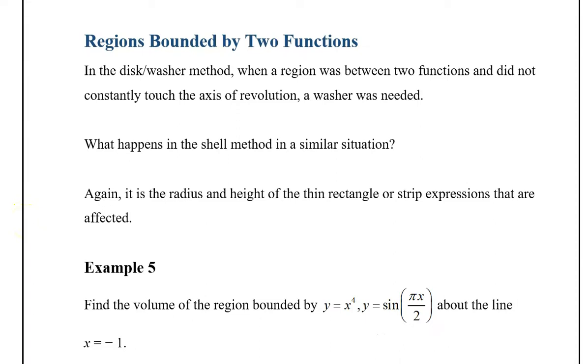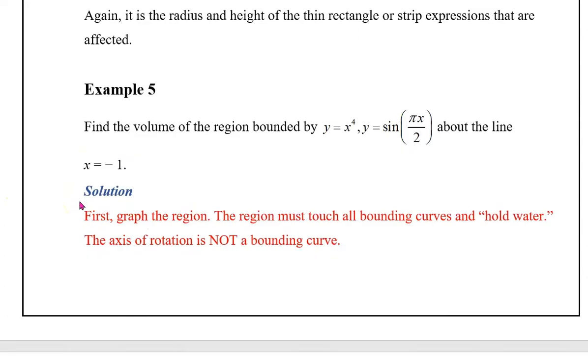Now let's take a look at regions bounded by two functions. In the disk washer method, when a region was between two functions and did not constantly touch the axis of revolution, we needed a washer. What happens in the shell method in a similar situation? In essence, we've already been doing these, where one of the functions was one of the axes. Again, it is the radius and height of the thin rectangle or strip that are affected by this change. Let's look at example 5.